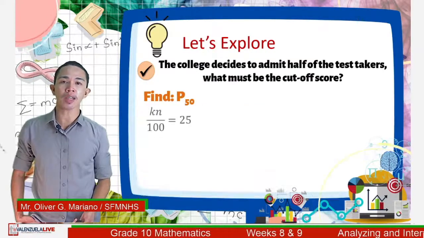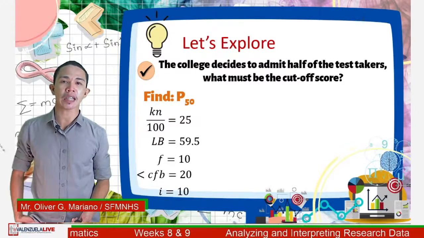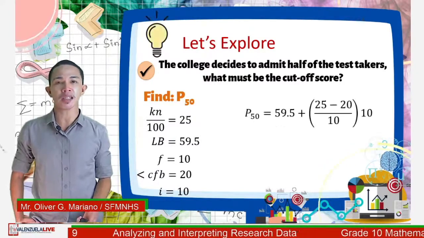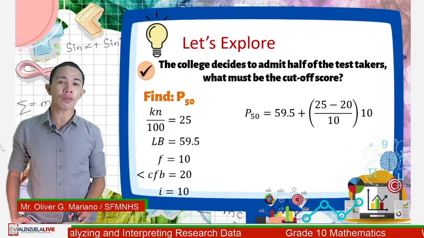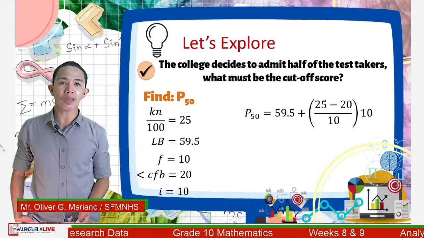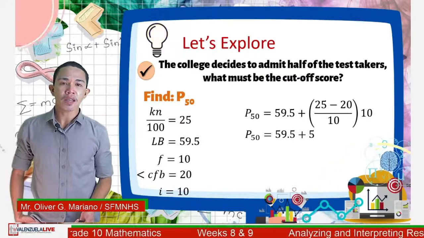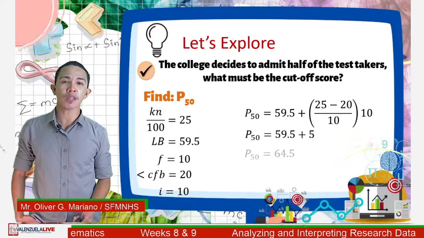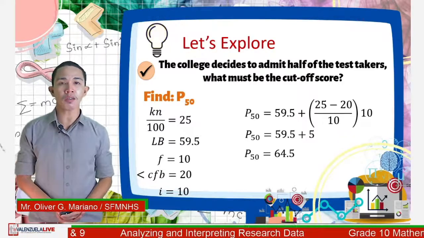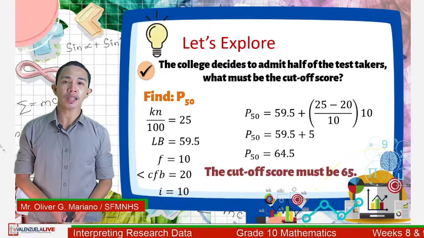Using all this information, we may now compute for the 50th percentile. Substituting all of those in the formula that you learned in the previous lessons, we have the 50th percentile is equal to 59.5 plus quantity 25 minus 20 all over 10 times 10. Performing the operations, that yields 59.5 plus 5, which is equal to 64.5. Since the scores are all whole numbers, therefore, the cut-off score must be 65.